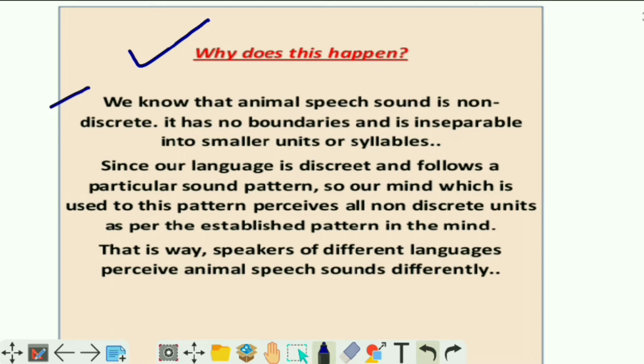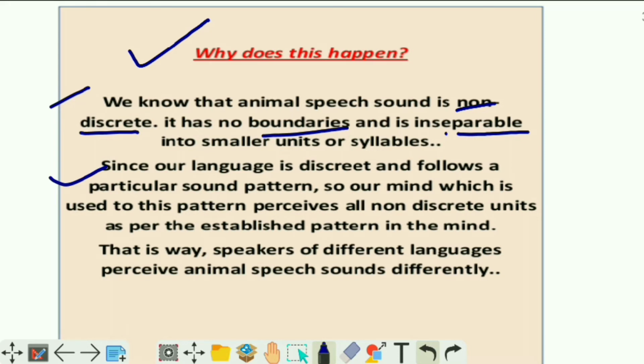We know that animal speech sound is non-discrete. By non-discrete we mean it has no sound boundaries and is inseparable into smaller units or syllables. It means animal communication has no sound units and no syllables. We cannot guess these sounds because they speak somehow in tones. Because their speech is non-discrete, we cannot point out which sounds are combined together to form the utterance.